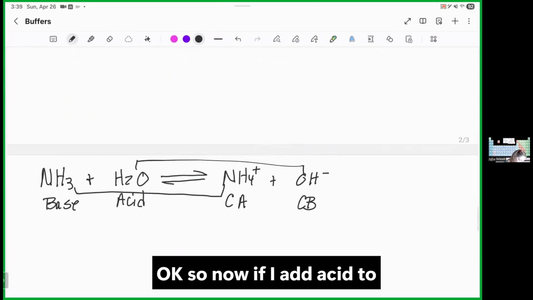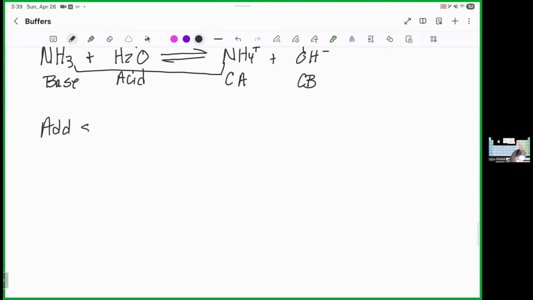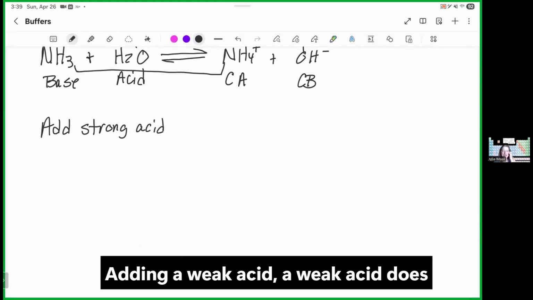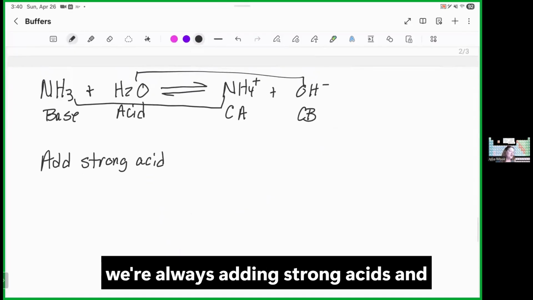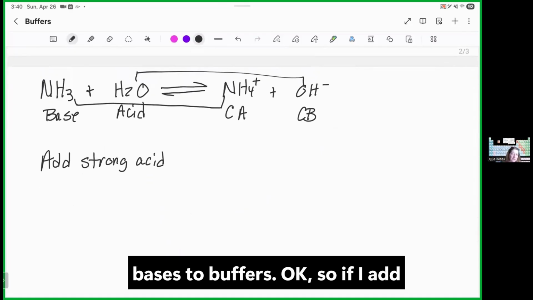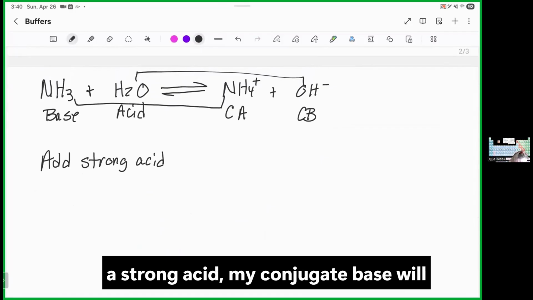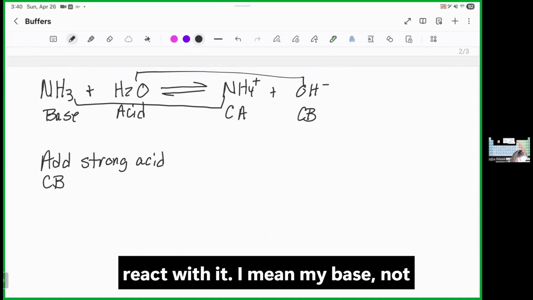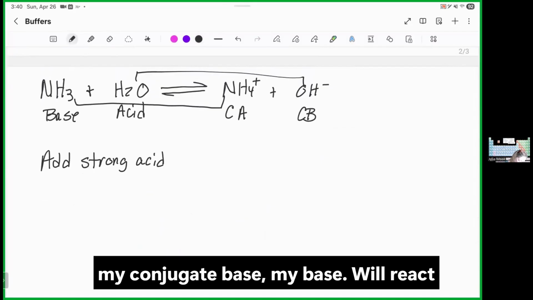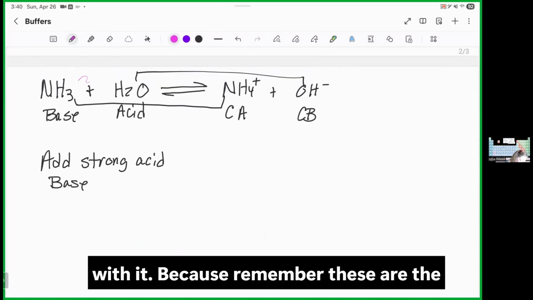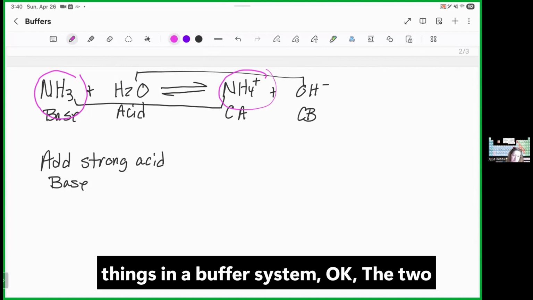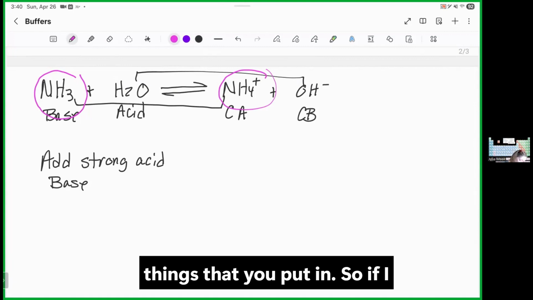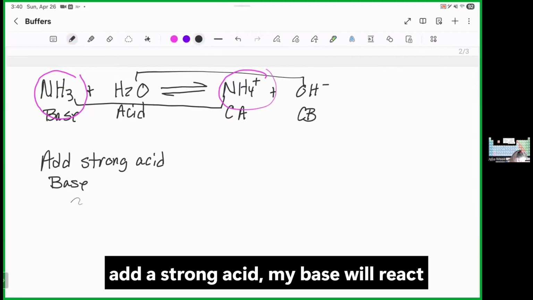Okay, so now if I add acid to this, I add a strong acid, because we're never adding weak acids. A weak acid doesn't 100% dissociate. It does weird things. So we're always adding strong acids and bases to buffers. If I add a strong acid, my base will react with it, because remember, these are the two important things in a buffer system, my base and my conjugate acid, the two things that you put in.